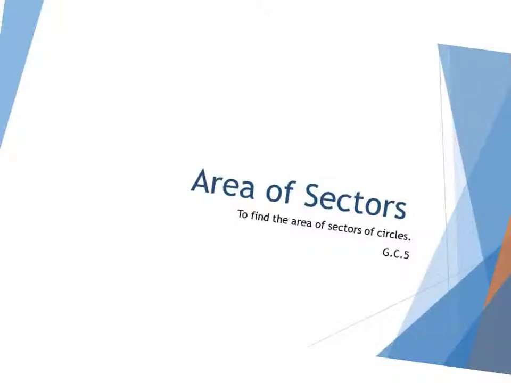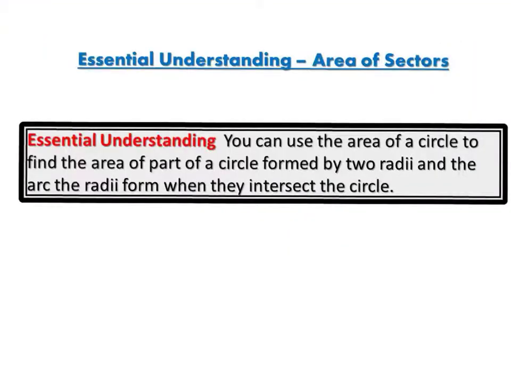This lesson is on area of sectors. The goal is to find the area of sectors of circles, and the standard is geometry, circles, number 5. What you should understand by the end of this lesson is that you can use the area of a circle to find the area of part of a circle formed by two radii, and the arc the radii form when they intersect the circle.